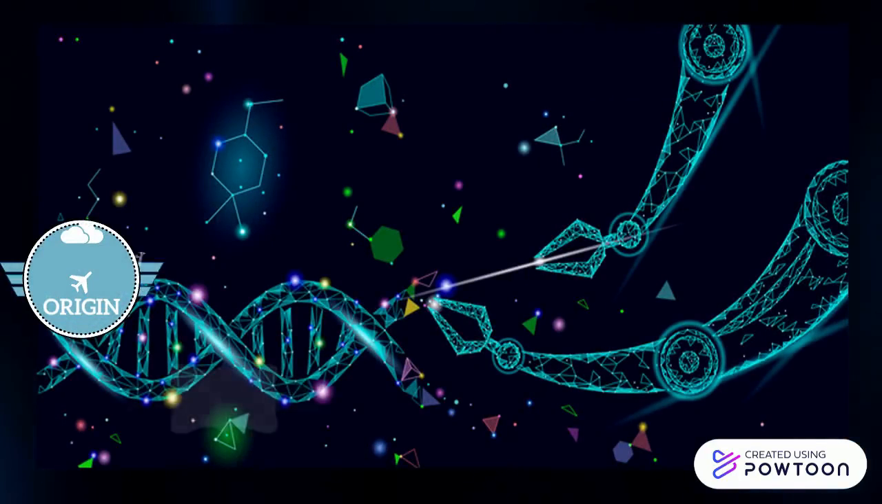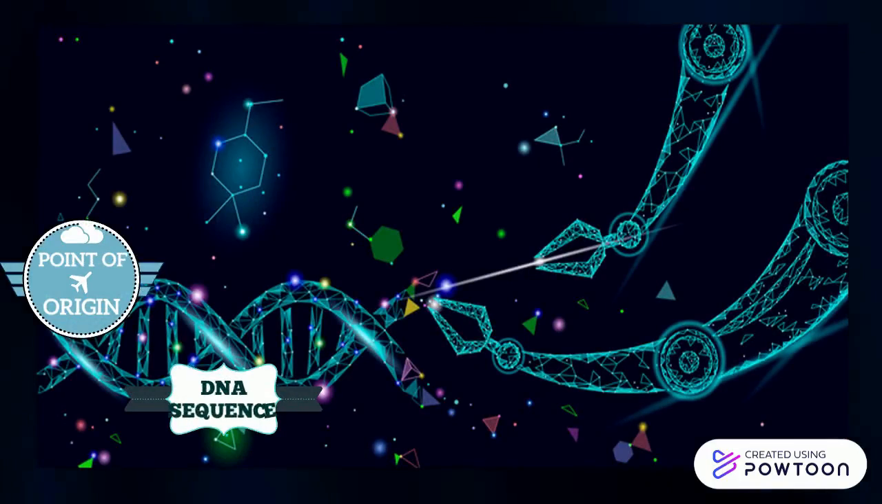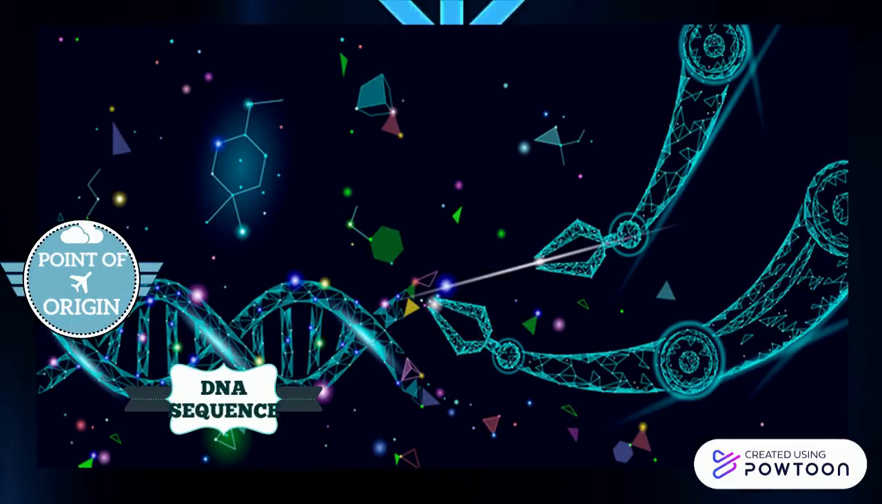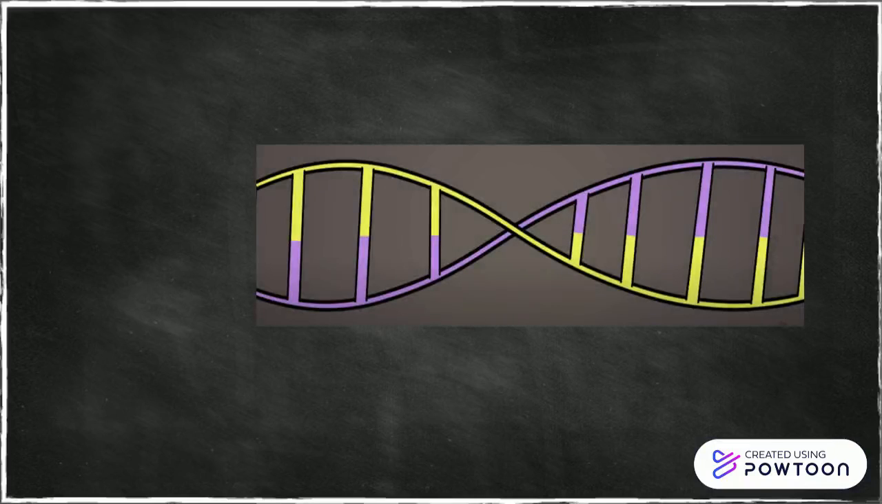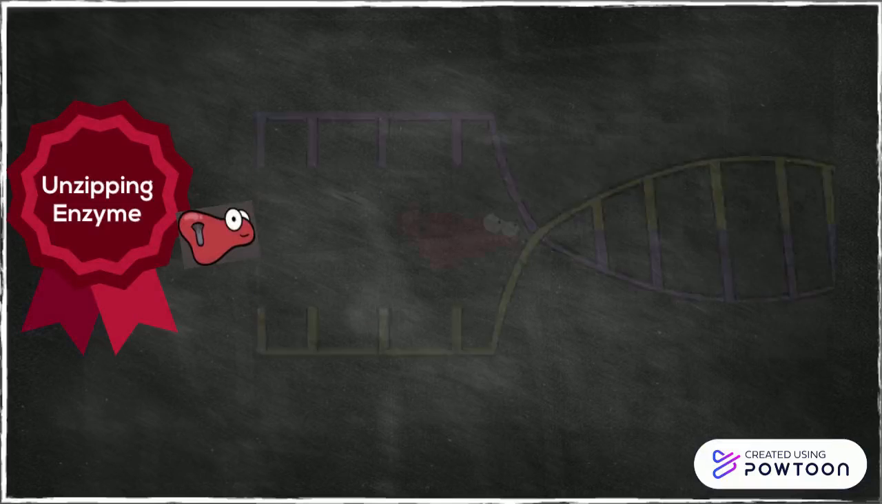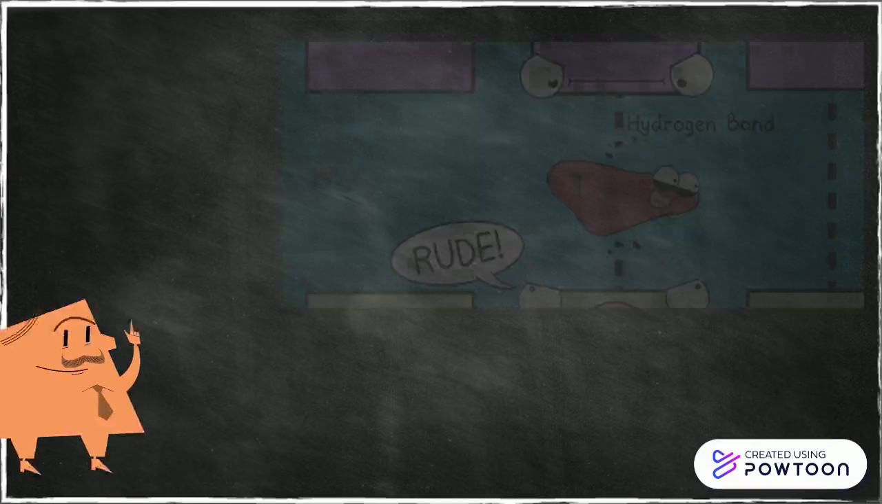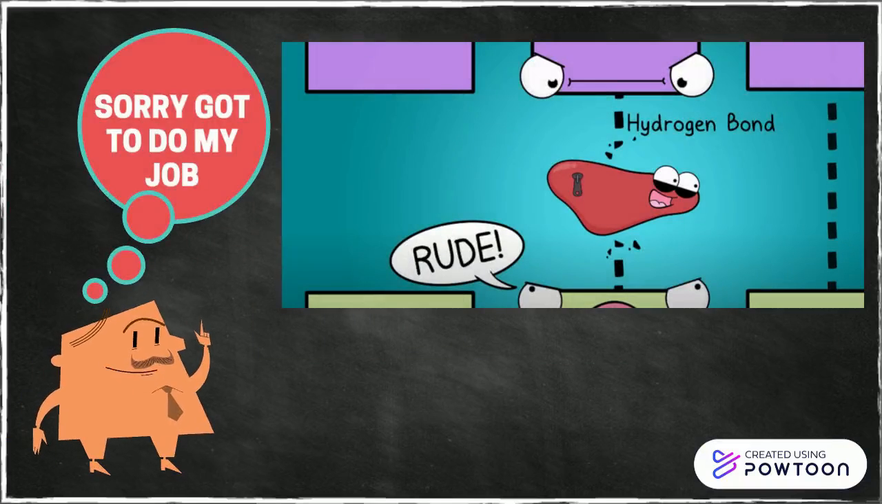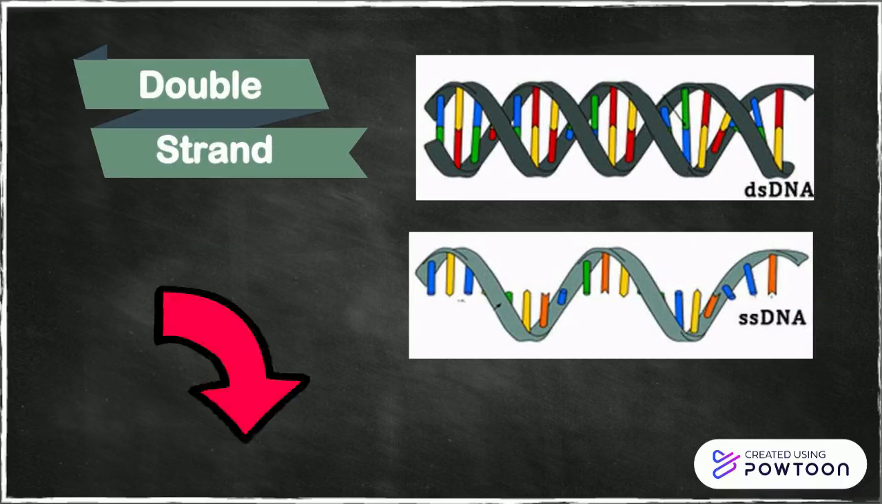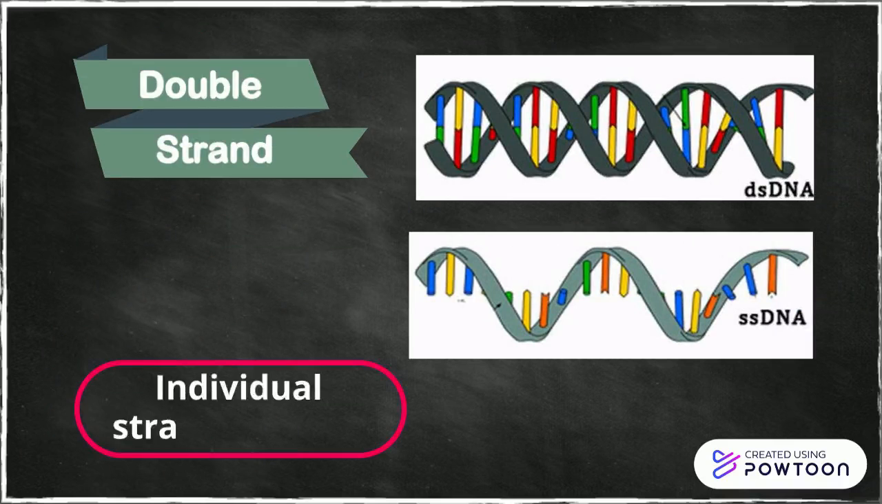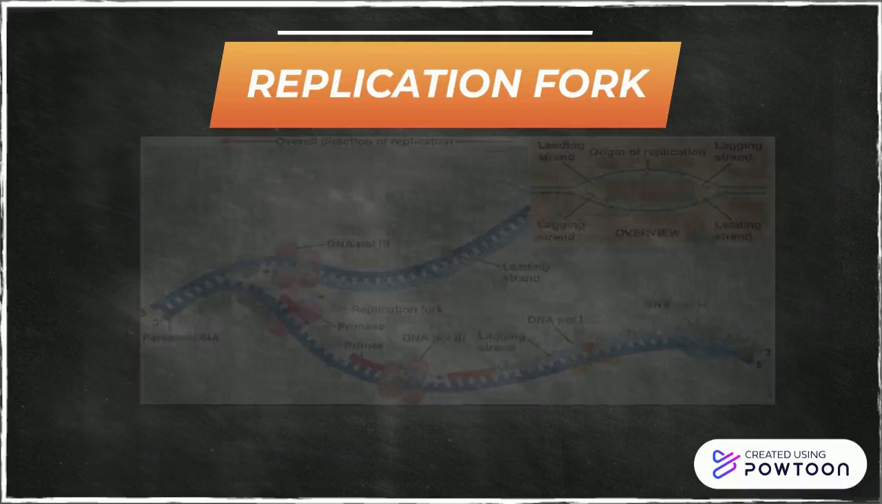DNA replication starts at a point of origin. This part is identified by certain DNA sequence. We describe DNA as having two strands, and what helicase does is unwind the double helix and disrupt the hydrogen bonds between the bases, thus separating the DNA double strands into individual strands and creating a replication fork.